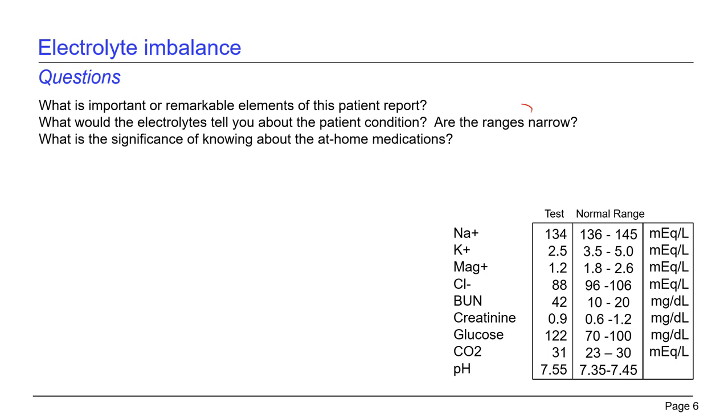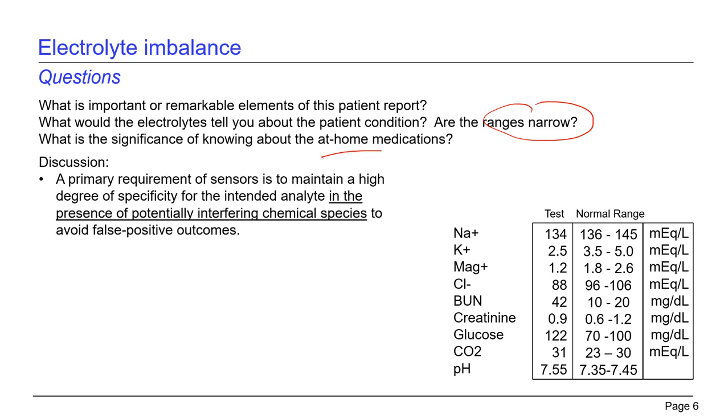Are the ranges narrow? Narrow electrolyte ranges mean care in terms of dispensing medications. And what is the significance of knowing about the at-home medications? Who's providing the care for the individual? So basically, a primary requirement of the sensors is to maintain a high degree of specificity for the intended analyte in the presence of potentially interfering chemical species to avoid false positive outcomes. That is to say, we need to be able to profile these and understand what the species are and their levels, and normal ranges, of course.